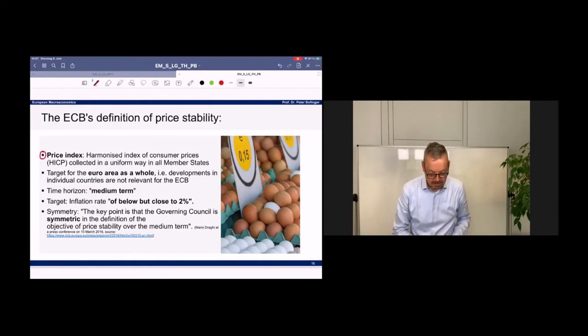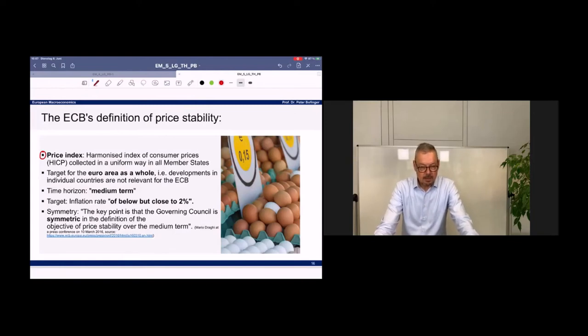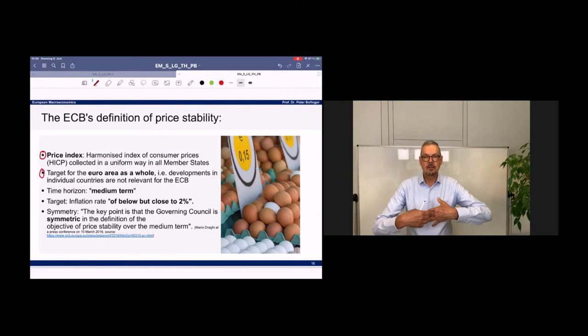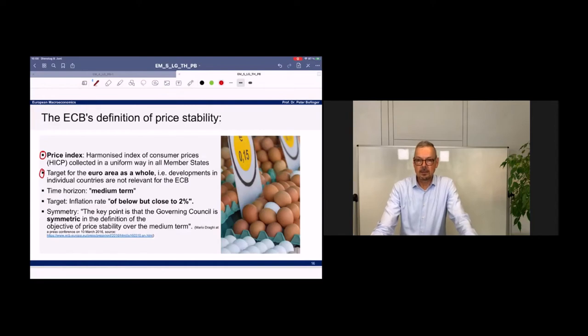And so the price index is an index of consumer prices in the member states. And it's a harmonized index. So the prices are collected in a uniform way in all the member states. What is important, the ECB is targeting a price index for the whole euro area. So developments in individual states are not taken into account. And I think that's the logic of a monetary union. So the ECB can only react to developments in the whole currency area. It cannot respond to situations in individual member states.